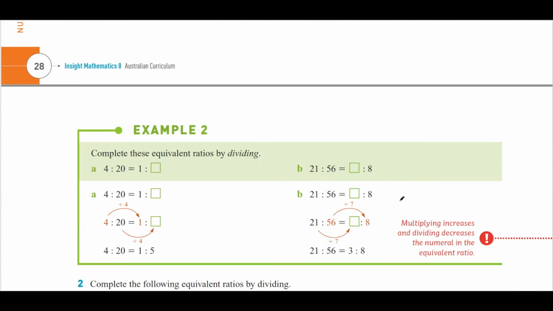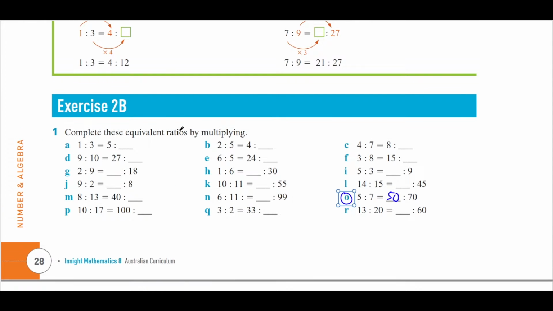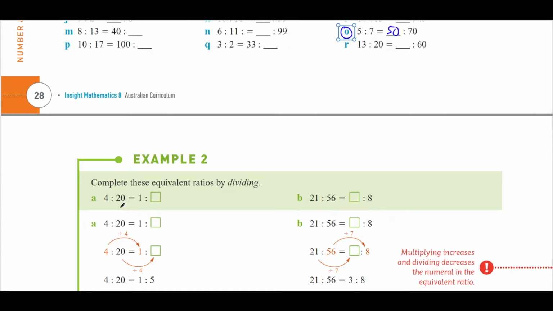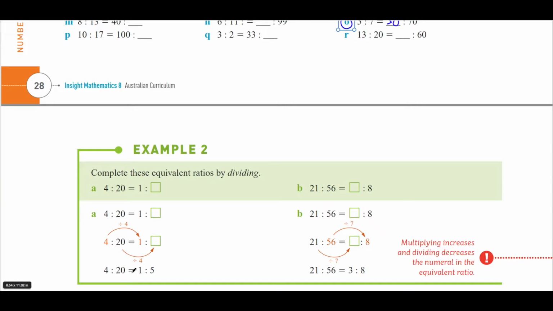Pretty easy so far. The next one up is complete these equivalent ratios by dividing. So what that means is you're doing the opposite of example 1. In example 1, you multiplied both numbers by 4. In here, you have to divide both numbers by something. So basically what they did was, to get from 4 to 1, they divided it by 4. So if I divide 4 by 4 to get the 1, I have to divide this 20 by 4 to get the other number. So 20 divided by 4 gives you 5. So what that means is 4 to 20 is equal to 1 to 5.